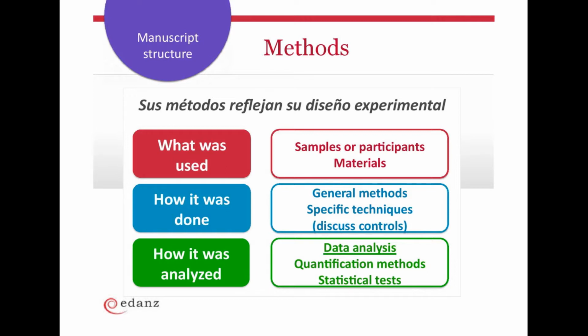You then discuss how you actually performed the experiments and the techniques. You just begin by discussing the general methods you used, and then the specific techniques. And make sure that you discuss your controls clearly for the peer reviewers to understand.